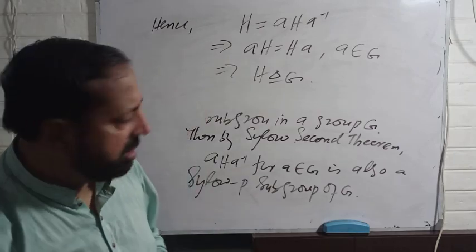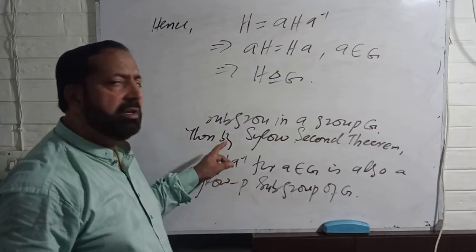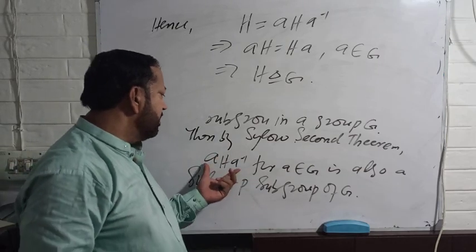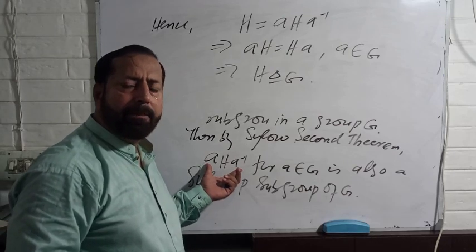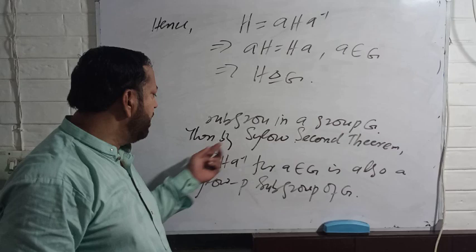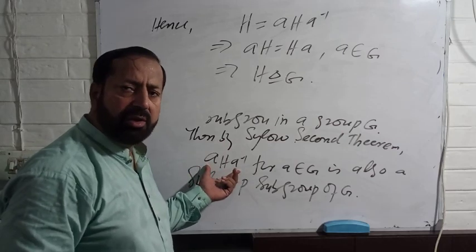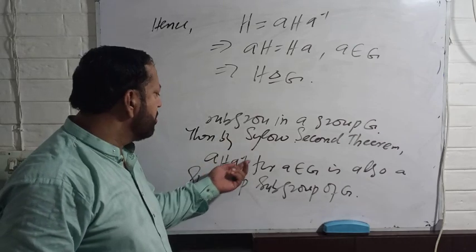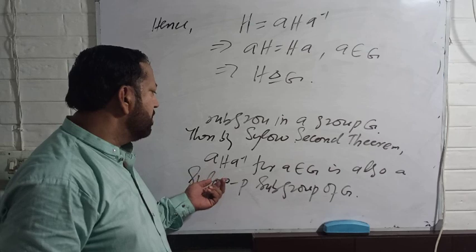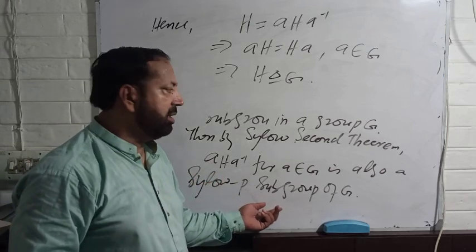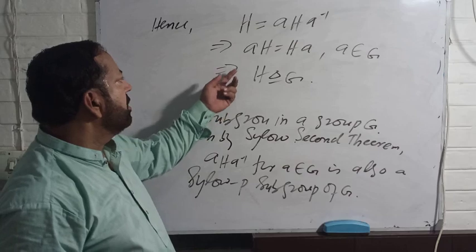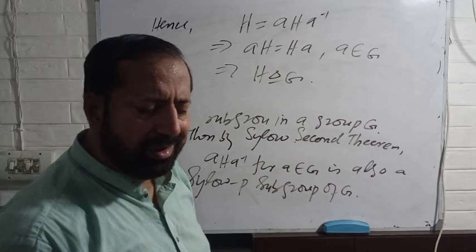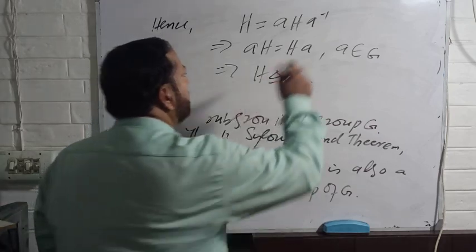So one thing is very much clear. If H is a Sylow P subgroup in G, then by Sylow's second theorem, you know that any subgroup conjugate to H is also a Sylow P subgroup. So since A H A inverse is conjugate to H, clearly there is no problem to prove that A H A inverse is also a Sylow P subgroup. So that's why A H A inverse is equal to H by the supposition. If you suppose that it has a unique Sylow P subgroup, this is the supposition.